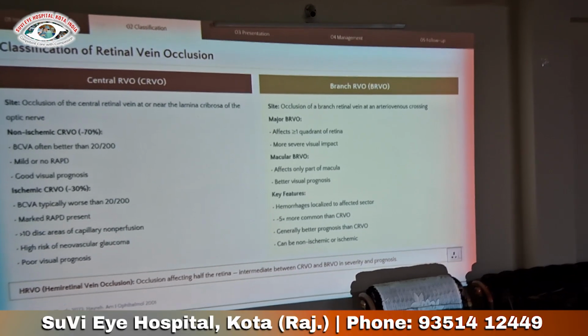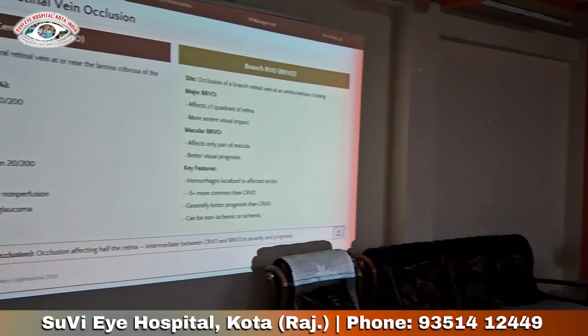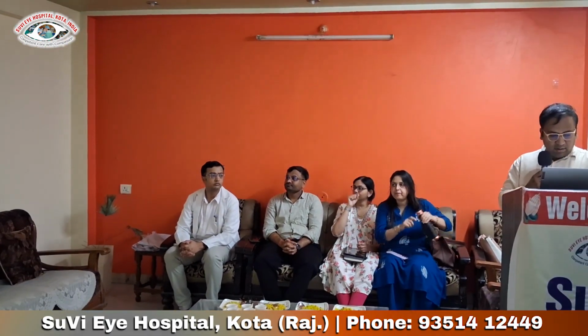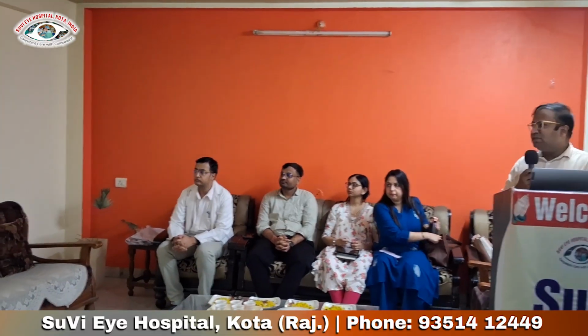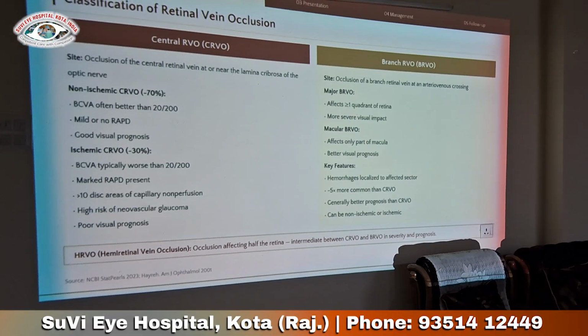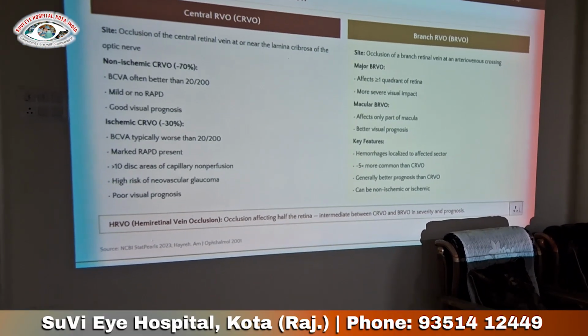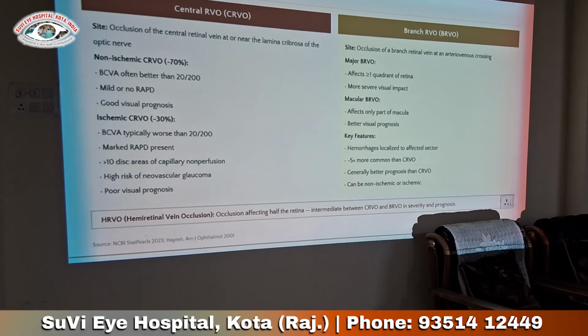If we see the non-ischemic CRVO, in the fundus there is presence of few hemorrhages. In ischemic CRVO, the vision is usually dropped to less than 6/60, RAPD is usually present, and the fundus picture appears like a tomato splash or blood and thunder.